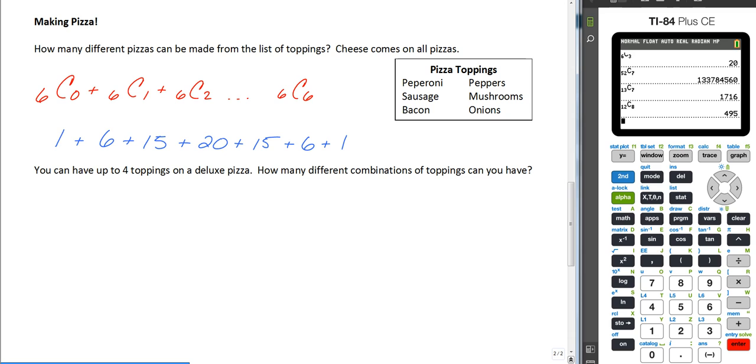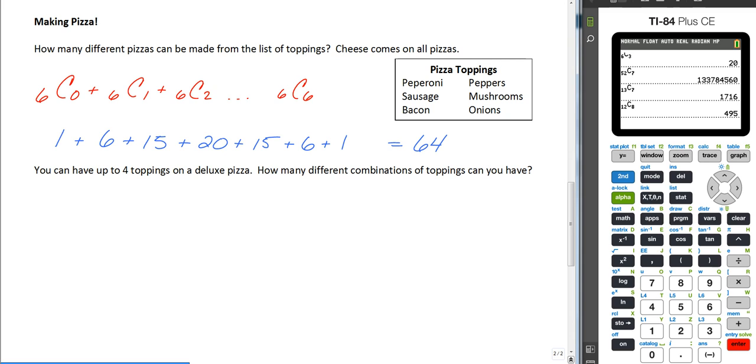And you would add all of those guys up, and with 6 possible toppings, you have 64 different options of pizza that you can make. So you would actually have to add those all up. So now, what if you wanted to do, I have up to 4 toppings on a deluxe pizza. How many different combinations can you have?